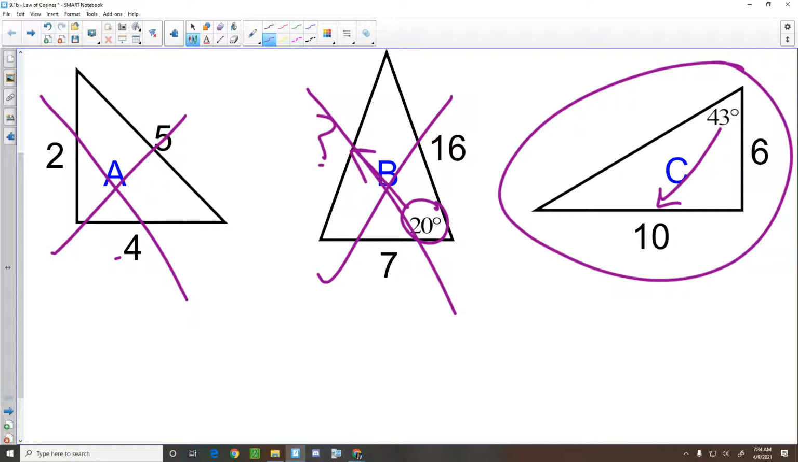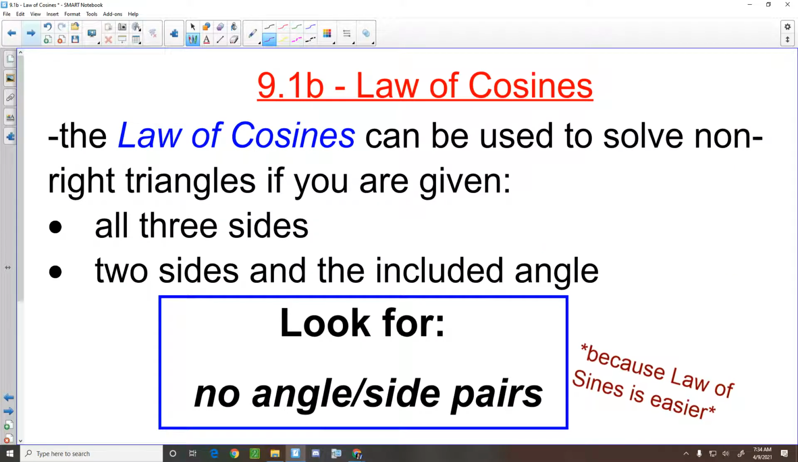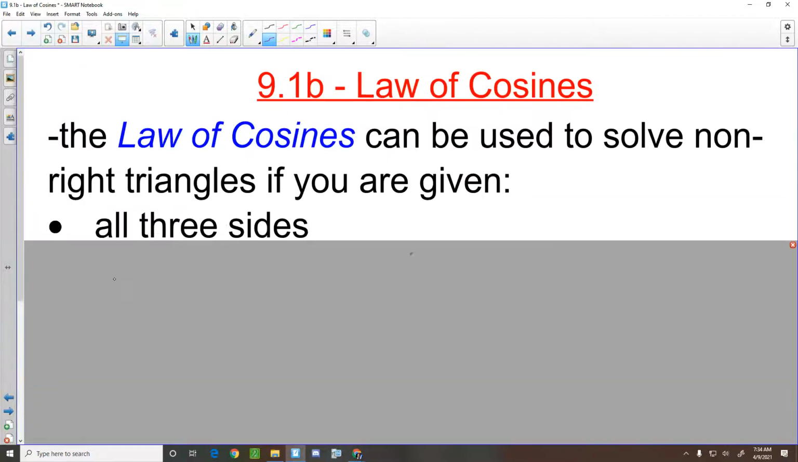The law of cosines! Yeah, so there is a way to still figure this stuff out for this triangle A and this triangle B, and that's going to be using something called the law of cosines.